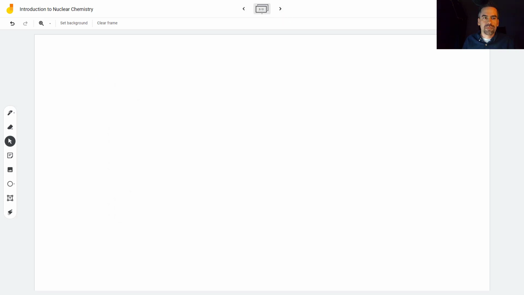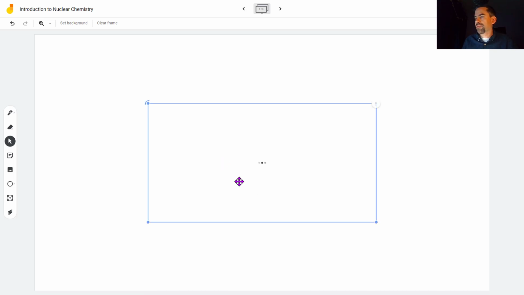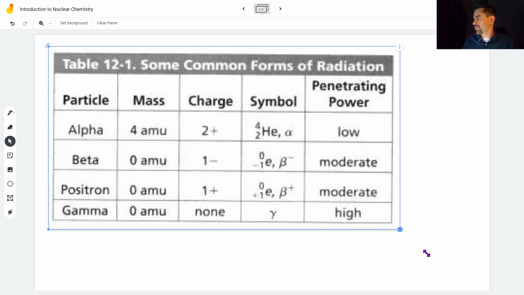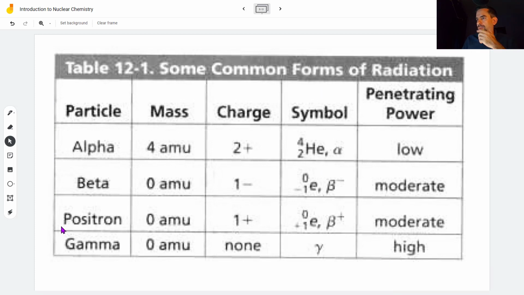Let's take a look at another thing here. Here's a table that represents some of these items. An alpha particle, again, has a charge of 2. There's the mass. The beta particle has a negative charge. And these cannot get through items and cause damage to your skin or whatnot. That's what is meant by the penetrating power.